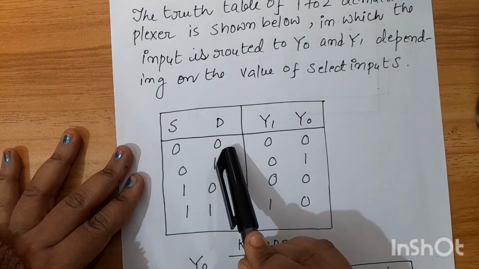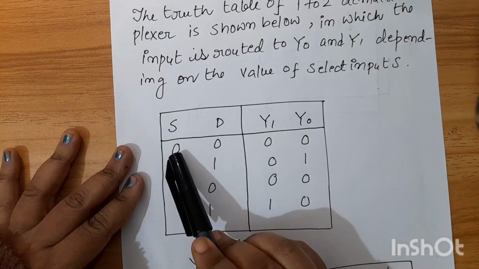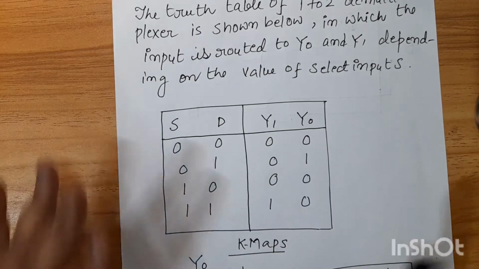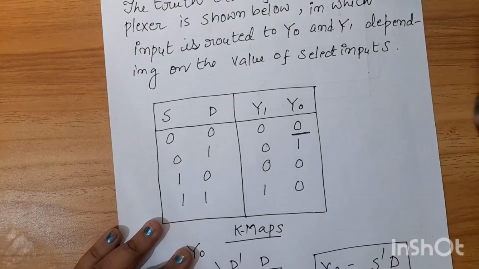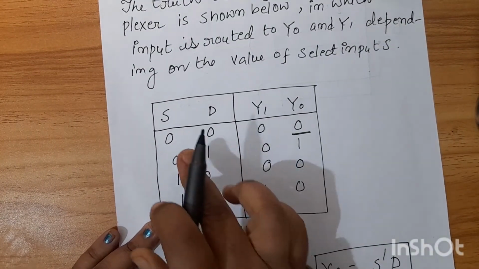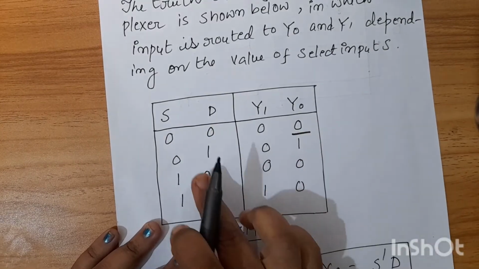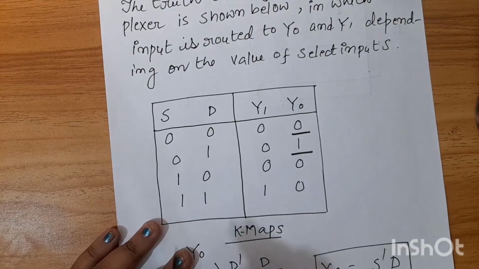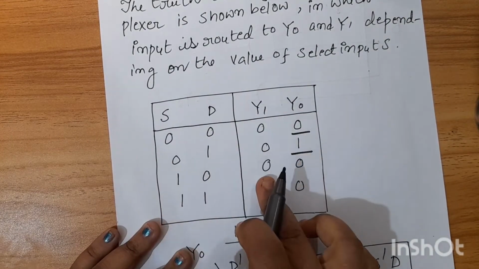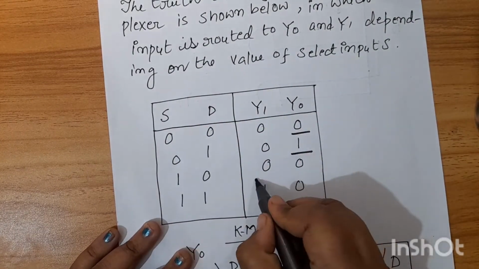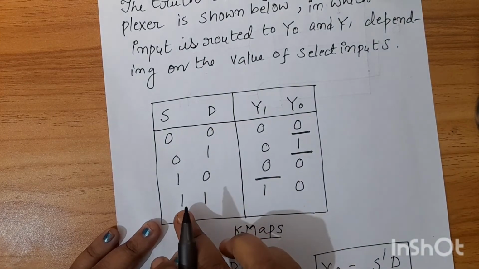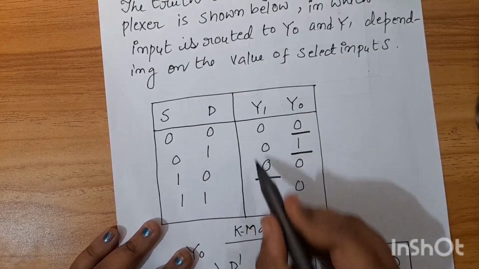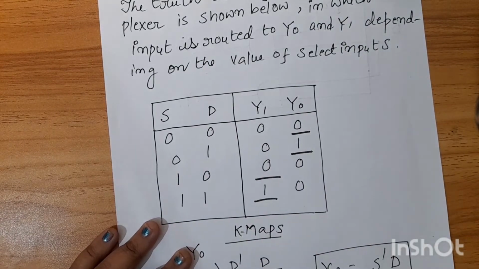Now when it is 0 0, that means the select line is 0, so Y0 is selected, but data is 0, so Y0 is 0. When 0 1, at this time also Y0 is selected, data input is 1, so Y0 is 1. Now 1 0. Select input is 1, Y1 is selected, data input is 0, so Y1 is 0. Select input is 1, Y1 is selected, data input is 1, so Y1 is 1.